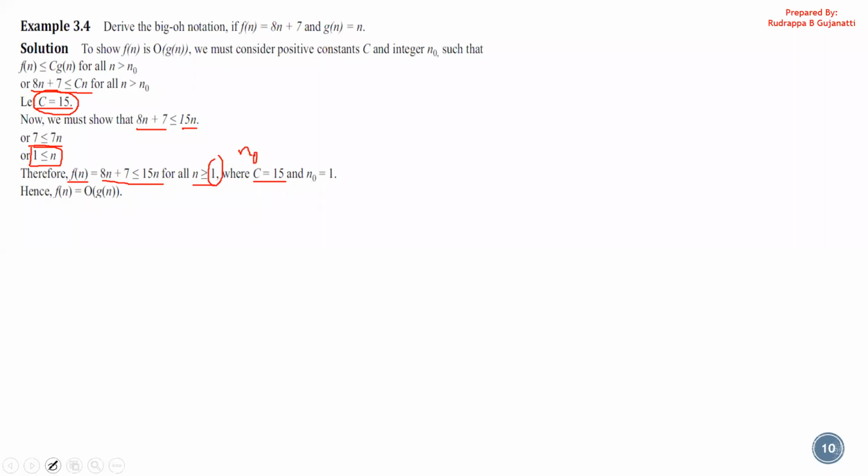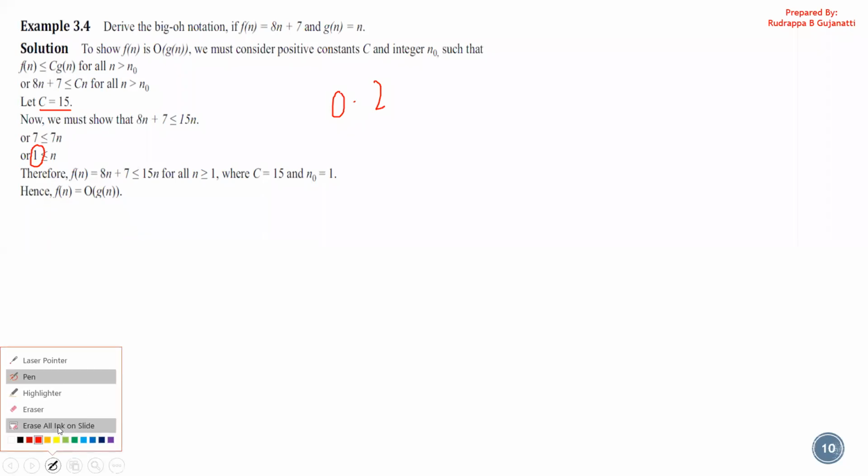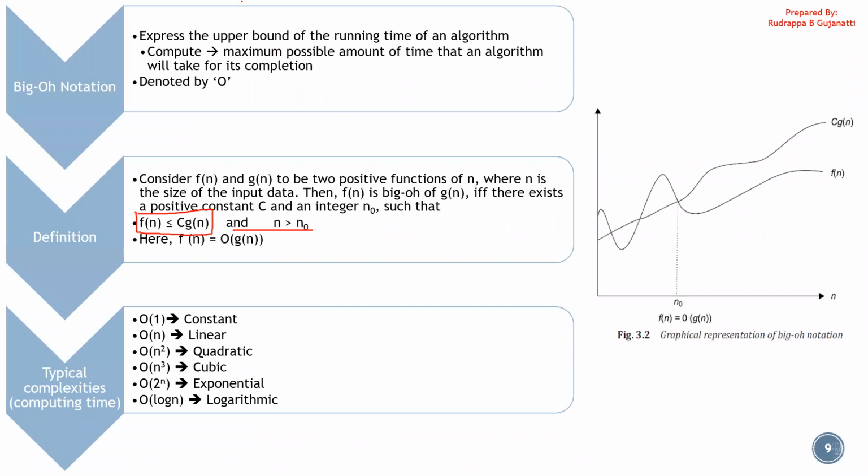Now here, another point to note down is, why have they considered it as 15? If you take any number less than 15, what will happen is, on this side I'll be getting a fraction, which will be less than 1. So if I have something like 0.2, what is n giving? N is indicating the number of inputs, that is the size of the input data. When I'm giving any input, the size will be either 0 or greater than 0. That is, it can be one input, two inputs, and so on.